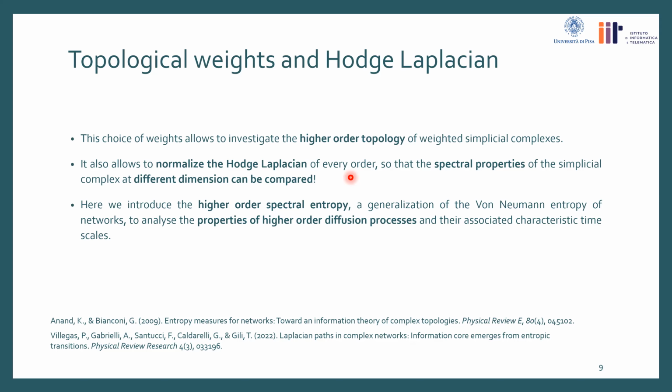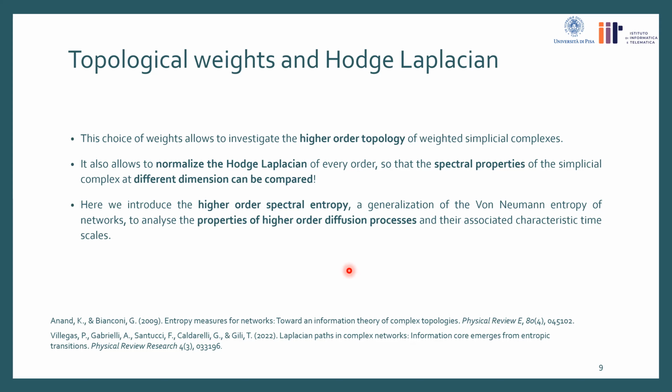And thanks to this fact, the normalized spectrum allows us to compare spectral properties, and in particular, we will see higher order diffusion properties of the network at different dimensions. So you can study, for example, how information flows through the network at different levels.